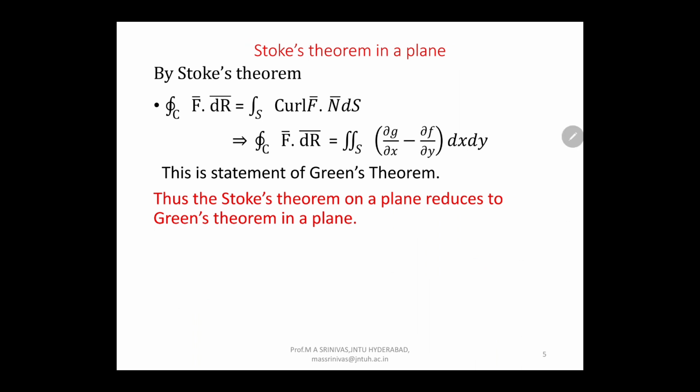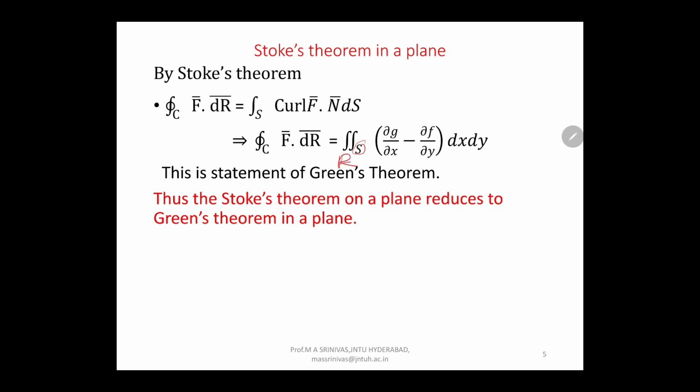So next one is by Stokes theorem, integral over C of f bar dot dr bar is equal to integral over S of curl f bar dot n bar ds. So integral over C of f bar dot dr bar is equal to integral over S of dou z by dou x minus dou f by dou y dx dy. Here S and R both are the same.